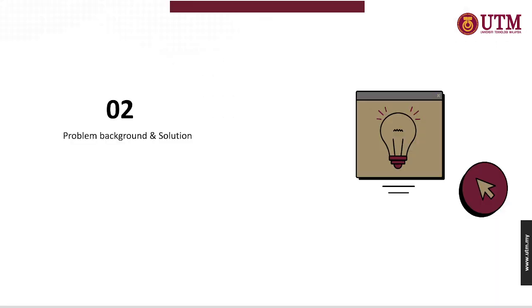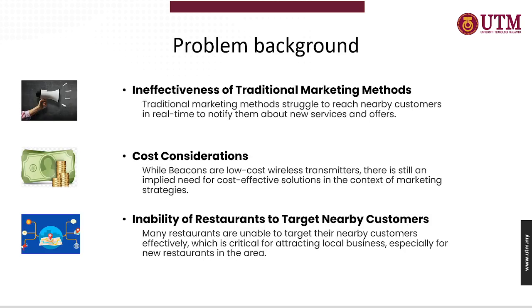Now we talk about the problem and background, and I would also like to mention the solution. We have three main issues that we are facing in the real world right now, which are the effectiveness of traditional marketing methods, which struggle to reach nearby customers, and also cost consideration. So we provide beacons, which are low-cost wireless transmitters, and the price is very affordable, and it's an effective solution.